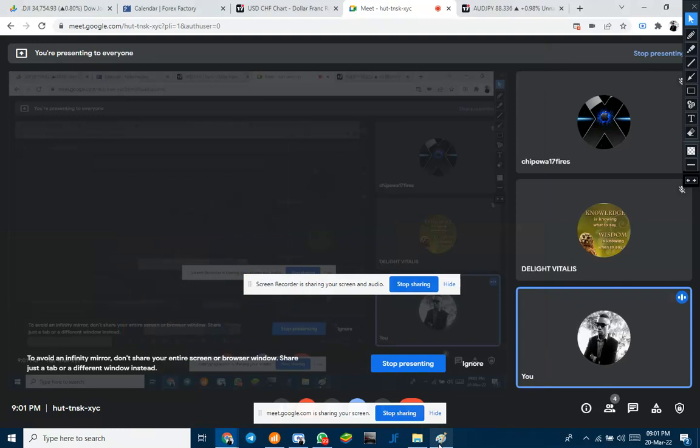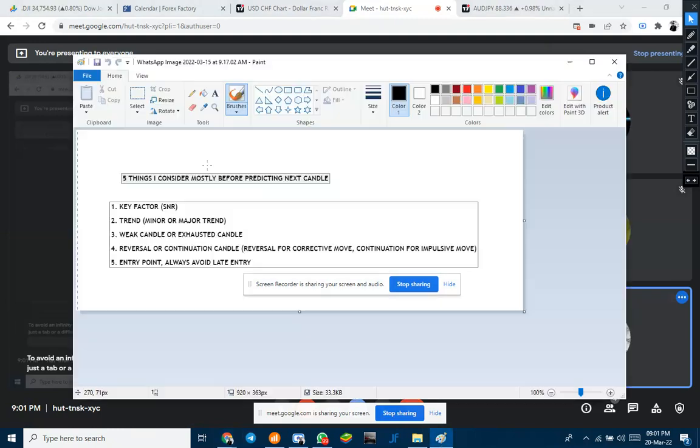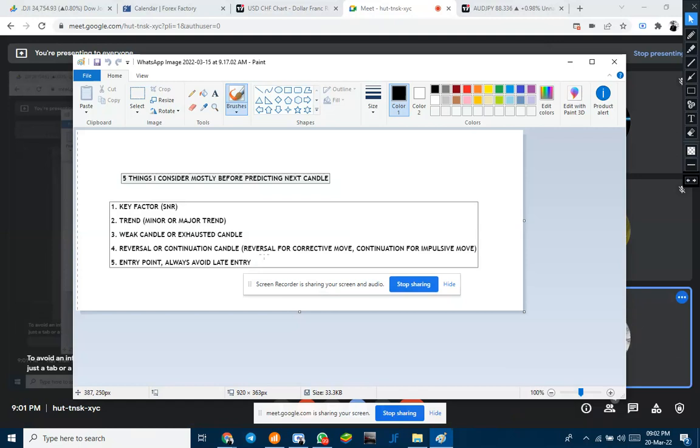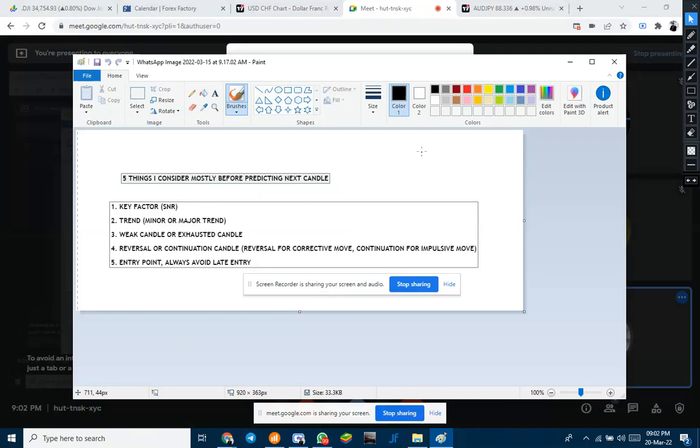Okay, so I shared these 5 things I consider mostly before predicting the next candlestick. I think I shared this in the WhatsApp group. So I'm going to explain step by step how to predict the next candles using these 5 rules.